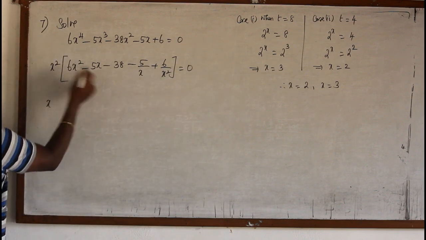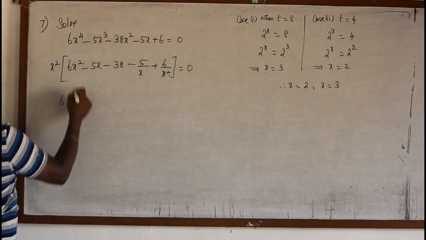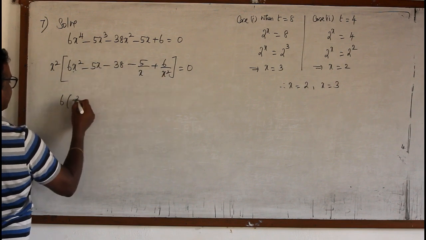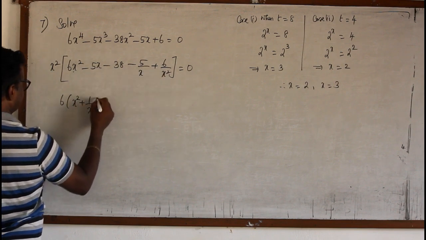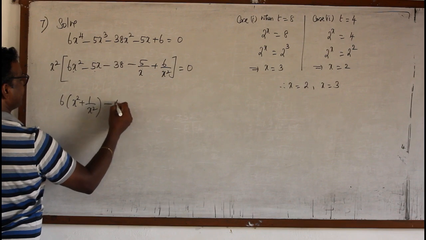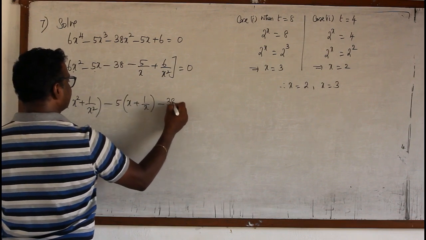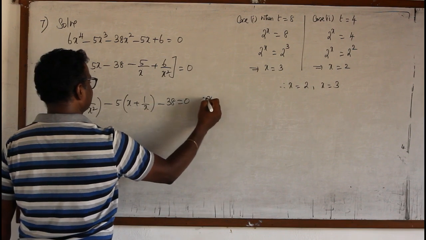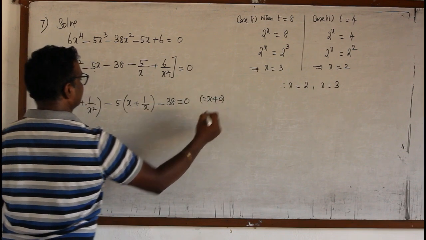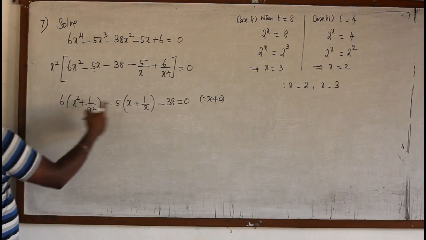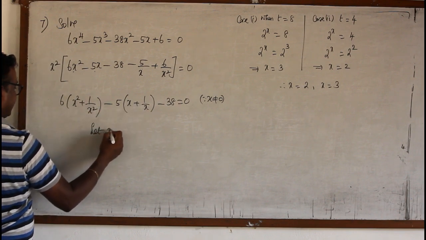Here x square is not equal to 0. So 6 into x square plus 1 by x square. Here 6 is common. In these two, minus 5 is common. So x plus 1 by x, minus 38 equal to 0, since x is not equal to 0. So x plus 1 by x, let me take it as y.